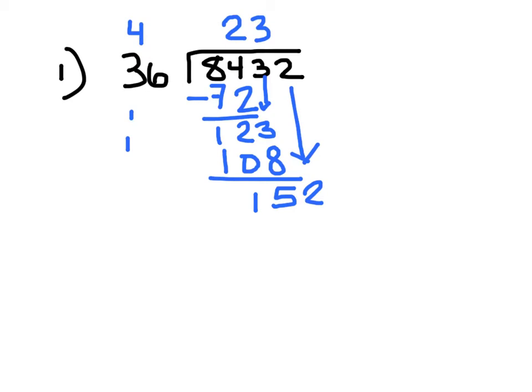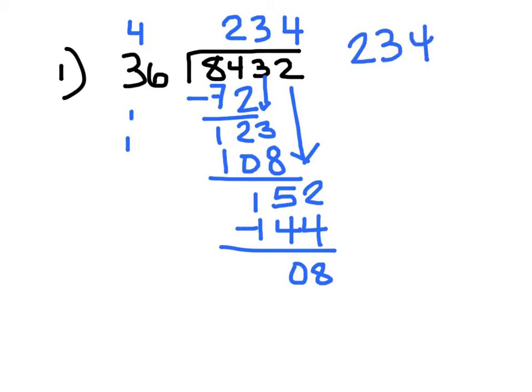Though we're going to try the 4 because we're rounding too low. The number is 40, so we're going to choose the 4. And we say 4 times 6, 24. 4 times 3, 12. And 2, 14. We borrow and subtract, and here's our first answer. 234, remainder 8.